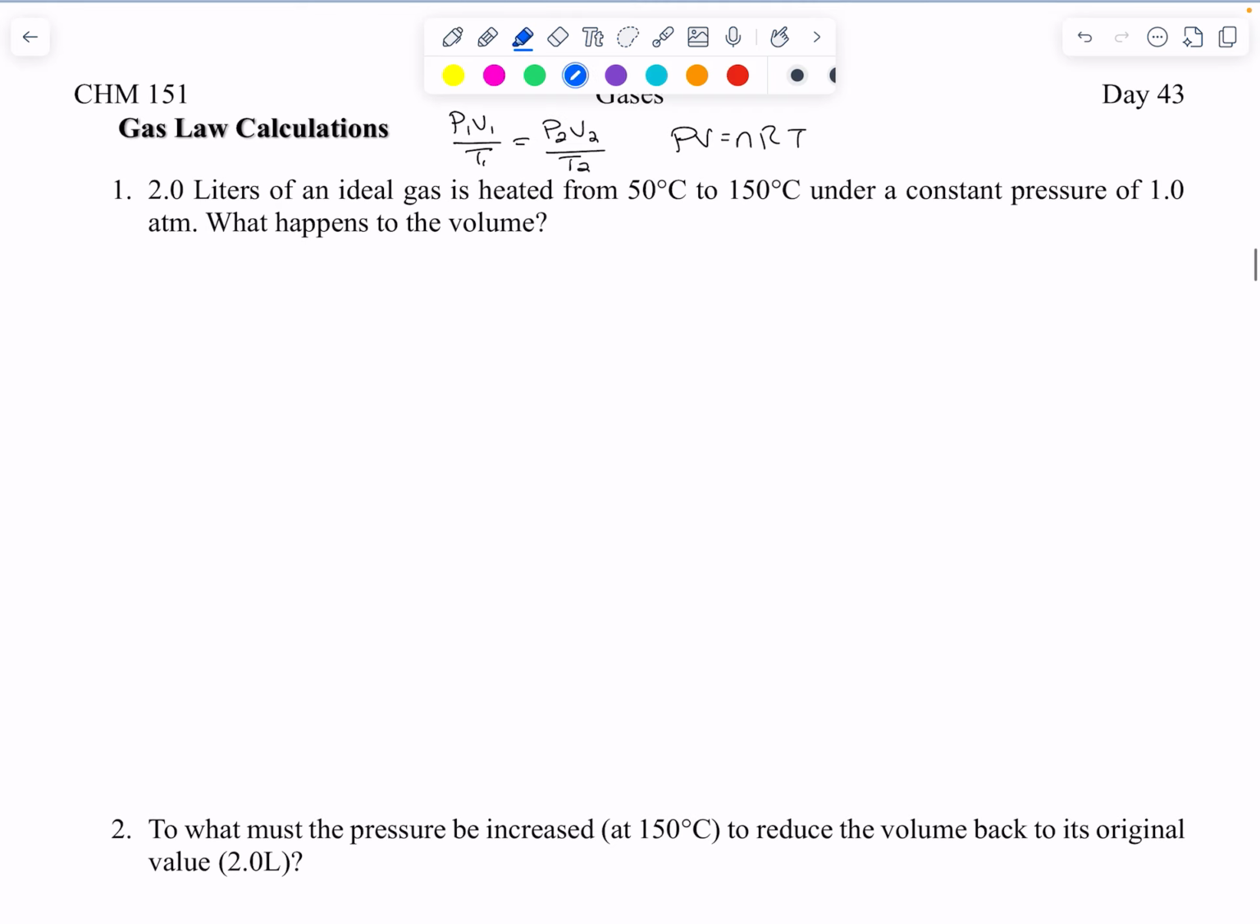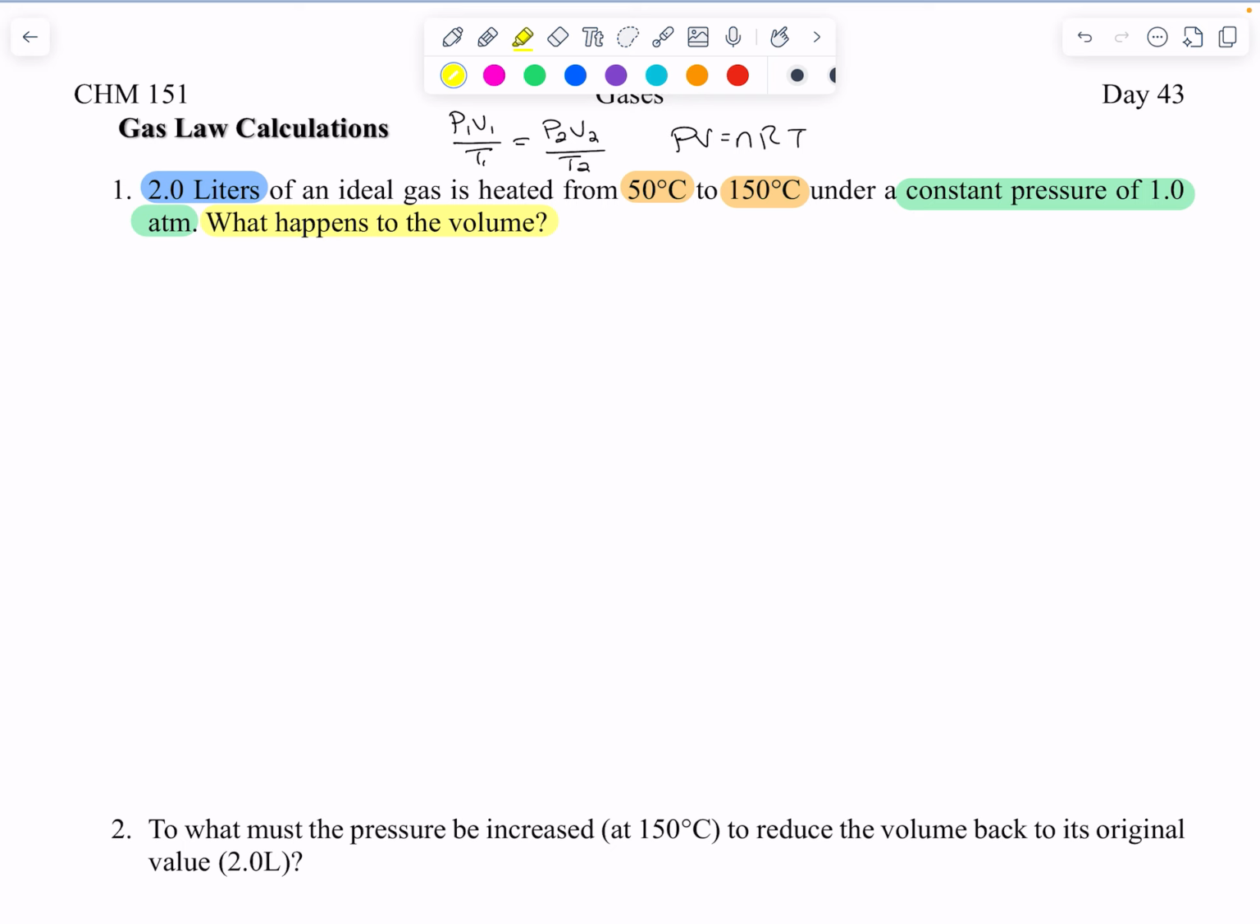We have 2 liters of an ideal gas heated from 50 degrees Celsius to 150 degrees Celsius under a constant pressure of 1.0 atmospheres. The question is, what happens to the volume?